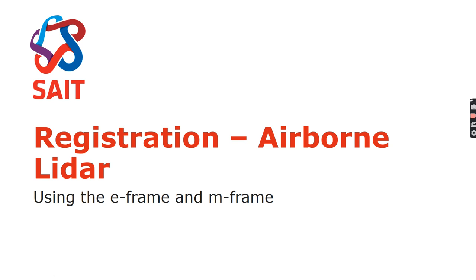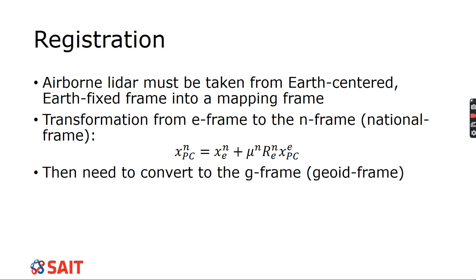So next on the list is the registration, looking at the E frame to the M frame. There are a couple of things we can do with this. Once you've got your data in the E-frame, you can apply your map projections and project it into another frame, an M frame. Now I have a couple of frames here that I have mentioned on this page. We have the N frame, which is the national frame, and the G frame, which is a geoid frame. I've seen it called the ground frame, but it's really the geoid frame. And between the two of them, national is just another way of referring to the mapping frame.